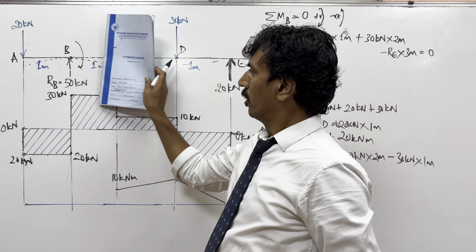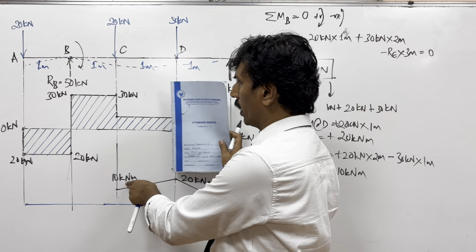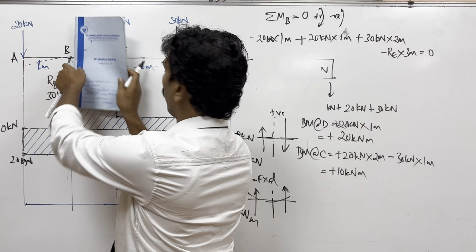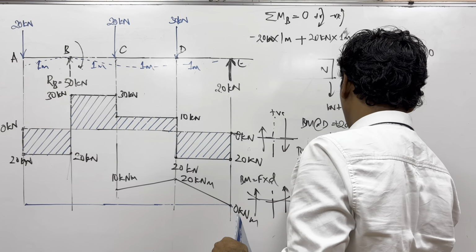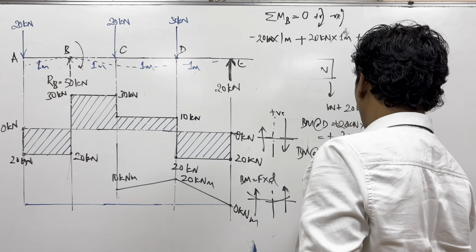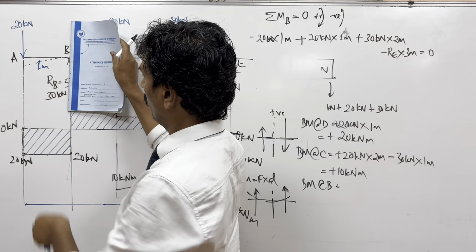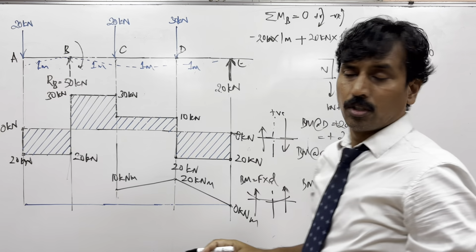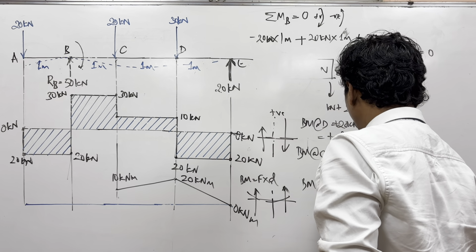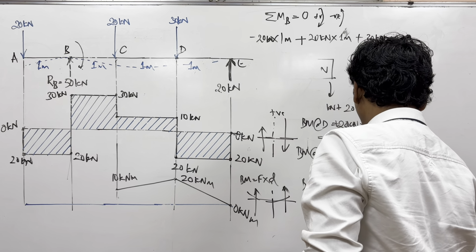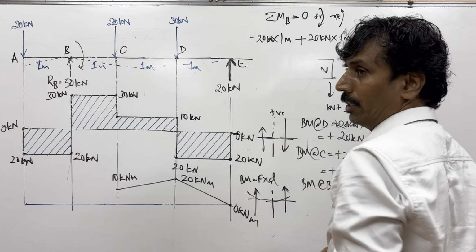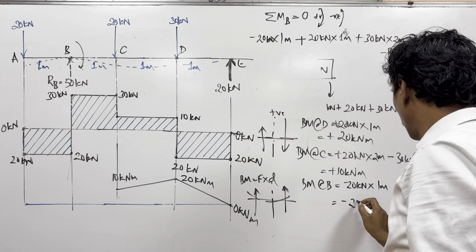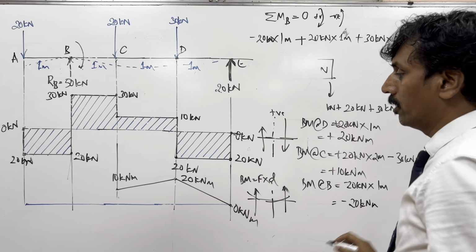See this way. From here you have already got 10. So now as you go here, you will see the bending moment at B. Bending moment at B is how much? There is a force here which is going downwards. Is it positive or negative? Negative. So bending moment at B is minus 20 kilonewton meter into 1 meter. So that will be equal to minus 20 kilonewton meter.